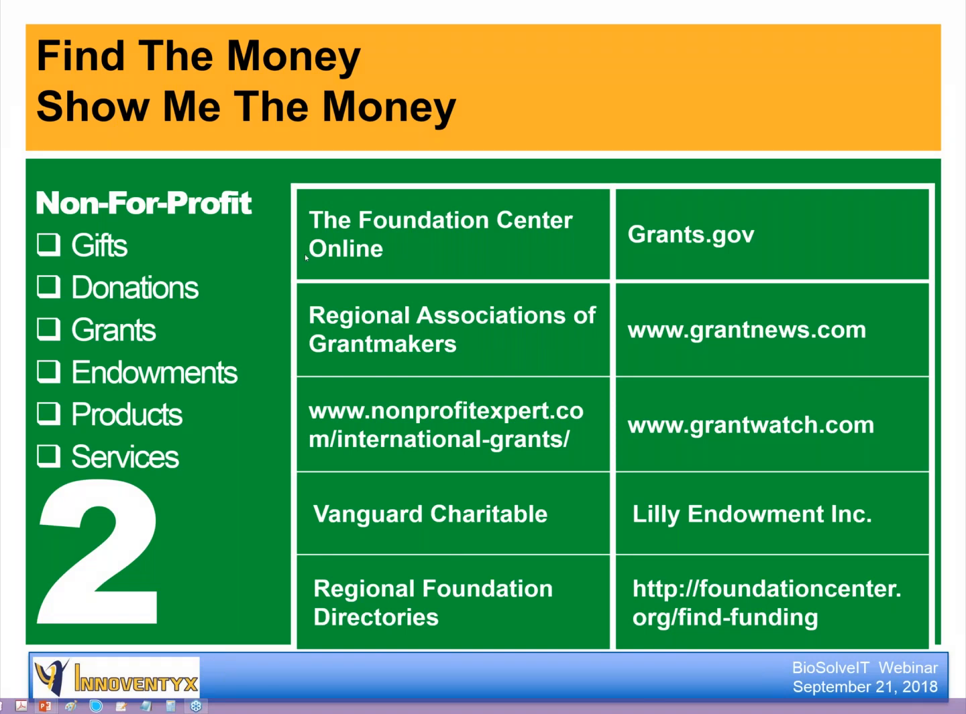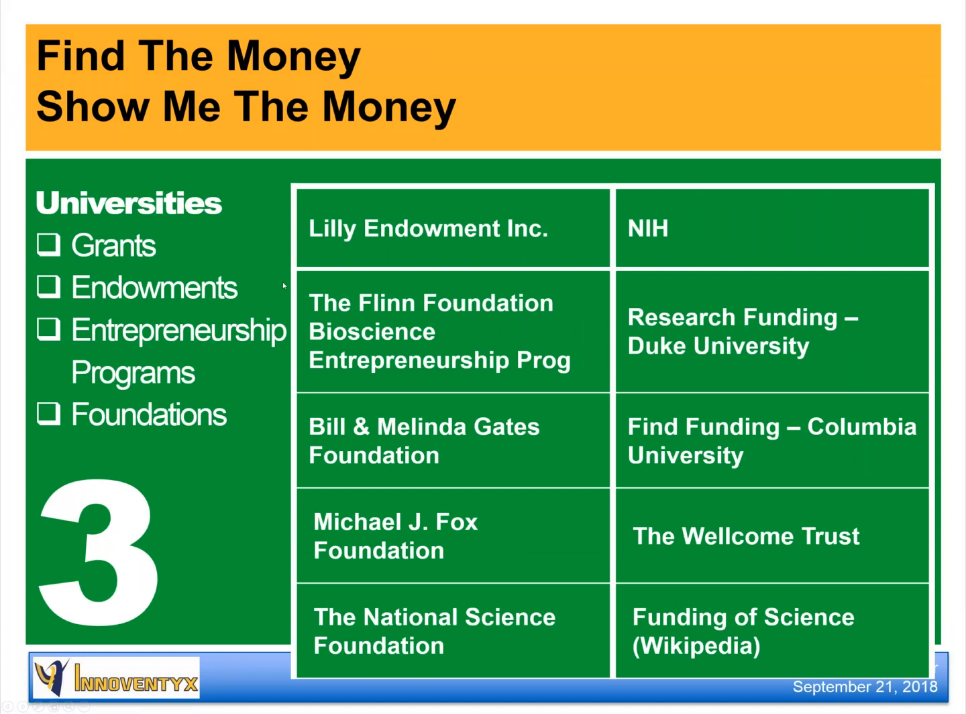And last but not least is universities. Universities get money from grants, endowments. Something that is actually coming up more now is entrepreneurship programs. So that's something worth looking into for a particular university, to see what they have. And of course, foundations. You have government, NIH, everybody knows about them.